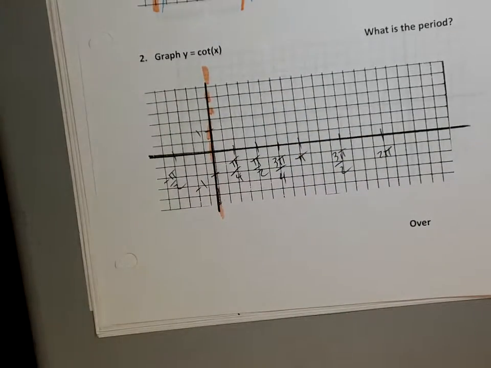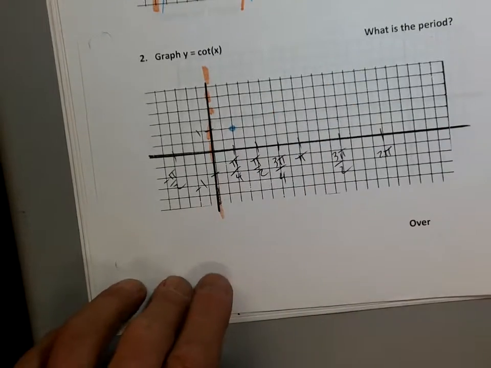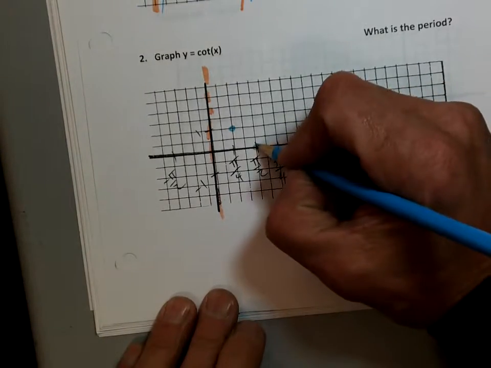At pi fourths, you got a tangent value of 1, but because of cotangent, 1 over 1 is still 1, right? You agree with that? So I'm going to put a value at pi fourths at 1. At pi halves, you're going to have 0 over 1, x over y. But 0 over 1 is 0, so for cotangent, at pi halves, we'll have a value at 0.